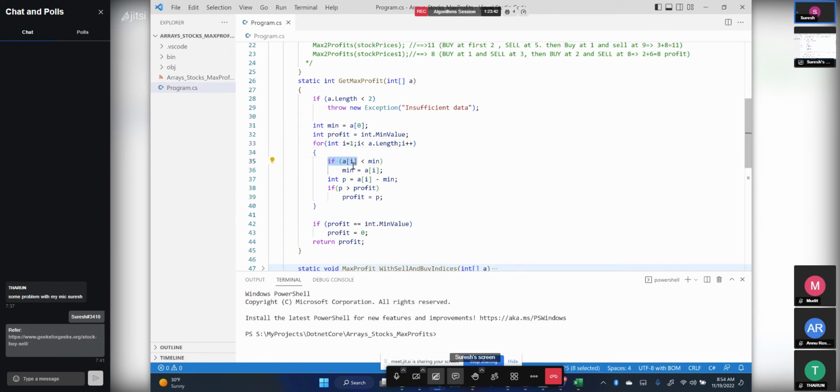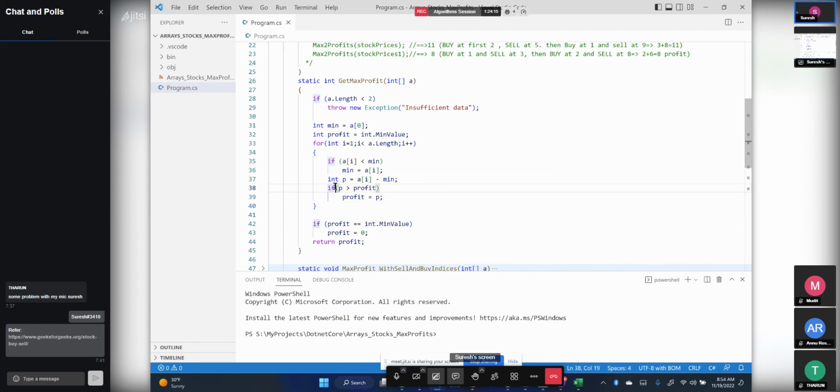If you find a minimum number, just remember that minimum. And calculate the current profit, a[i] minus minimum. If this profit is bigger than the profit that you are thinking so far, you found a better profit. Immediately update the profit. That's it. Simple, isn't it? Just a small single simple for loop with two if conditions.